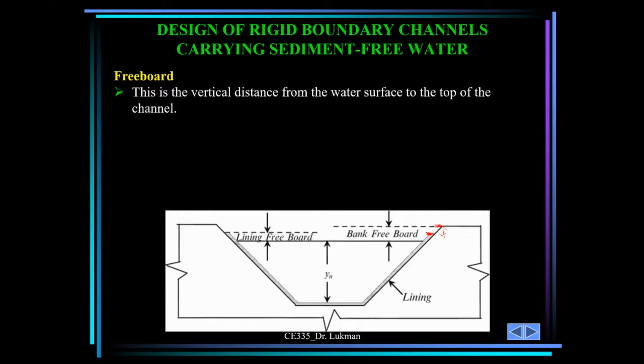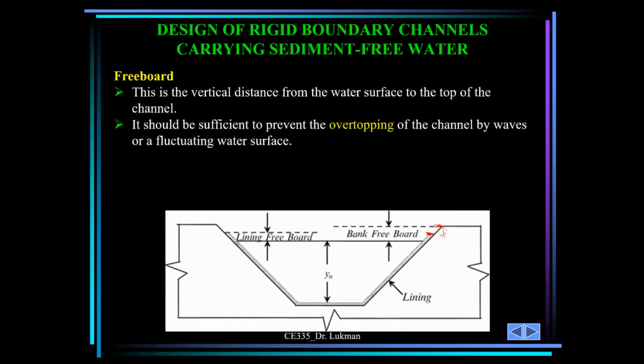This is the vertical distance from the water surface to the top of the channel. And we normally allow it to avoid overspilling, overflowing the channel, because when water flows full, any slight variation in the flow rate, it will spill over. There will be flooding, and this will mean potential dangers to other areas close to the channel embankment.